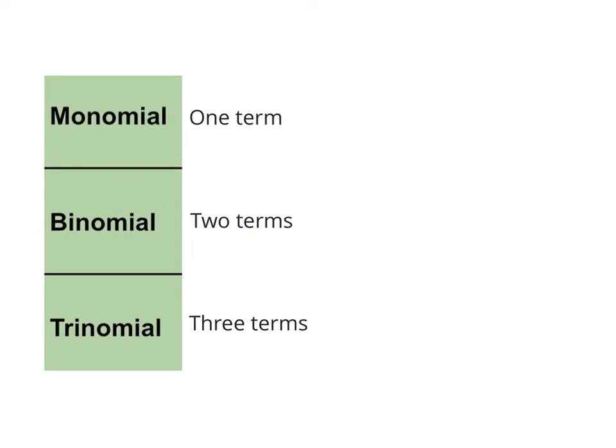The other way to classify polynomials is by the number of terms. Monomial, binomial, and trinomial are the only 3 choices we have for cute classifications of polynomials by the number of terms. A monomial is 1 term. The prefix mono means 1, so it's 1 term. An example of that could just be a constant, like the number 3. It might be negative 2x.